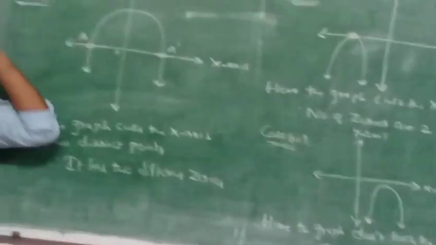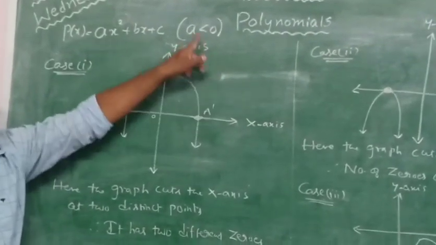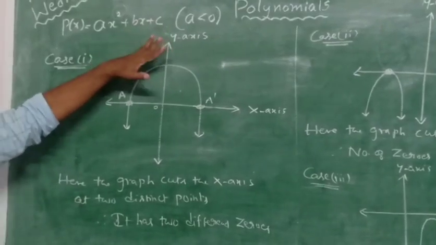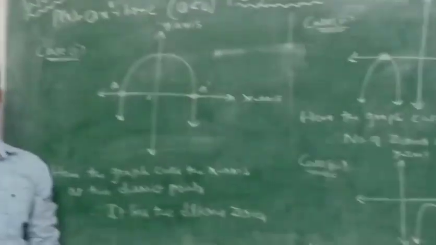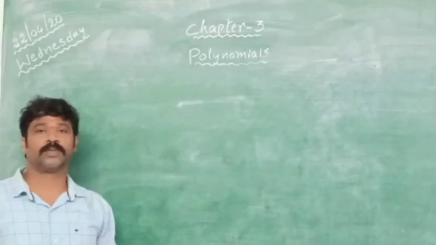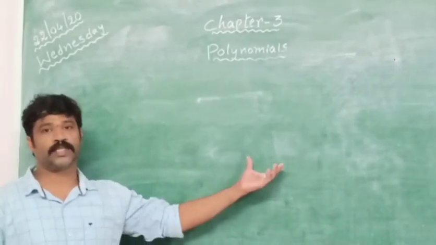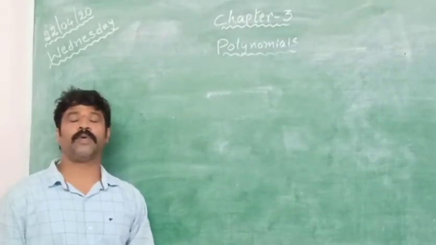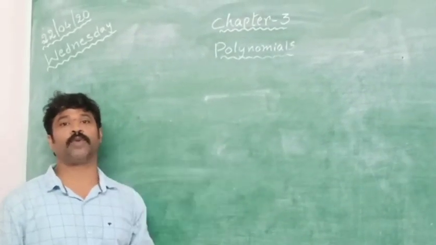So totally we will get 6 possibilities. 3 if a is greater than 0, another 3 if a is less than 0, of a quadratic polynomial ax square plus bx plus c. Okay. Up to now we learned how to find the zeros of linear polynomial and quadratic polynomial by using graph. Now we will see how to find the zeros of the cubic polynomial.